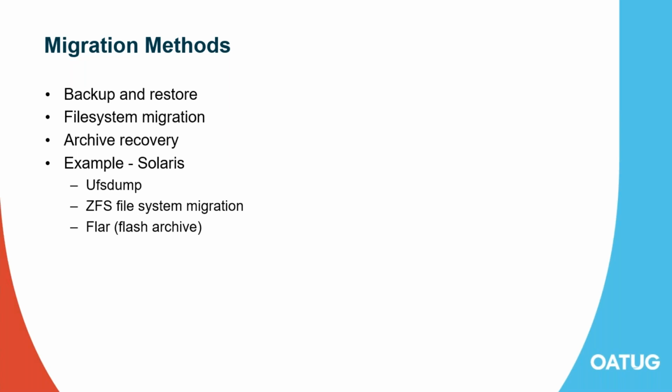So examples in Solaris again, you can use UFS dump to move parts of your file system. You can do a ZFS file system migration. ZFS is one of the really nice inventions of recent times. ZFS is a wonderful thing. We'll talk a little bit more about ZFS here in a little bit. You can do a flash archive, and flash archives are really a very elegant way to migrate an entire system so that there's no noise in terms of having to manually reconfigure things and introducing the possibility of human error in those types of situations. So a FLAR can reduce and eliminate basically almost all of that.